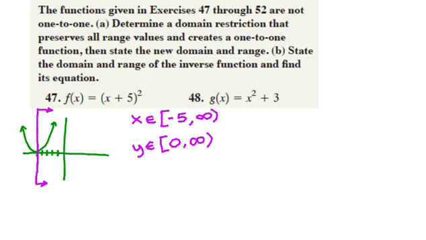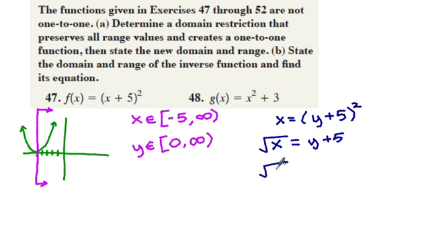Now what we're going to notice as we go to take the inverse of this, we would flip-flop, so we have x equals the quantity y plus 5 squared. Undoing a square involves a square root. So the square root of x. And then we have y plus 5, so we'll have to subtract 5 from both sides. So square root of x minus 5 equals our new inverse function.